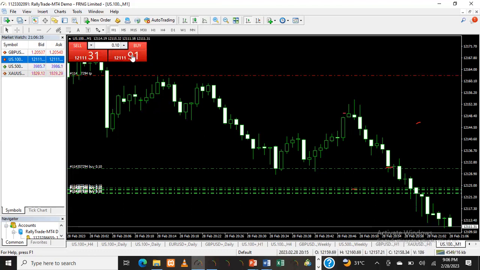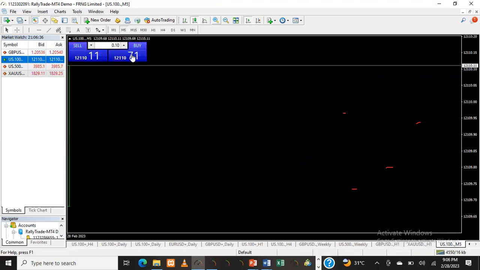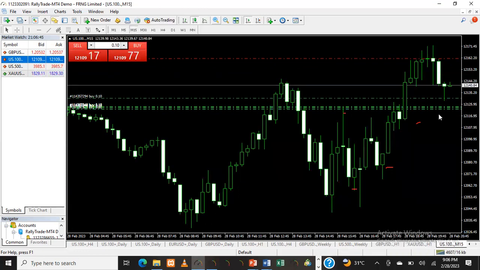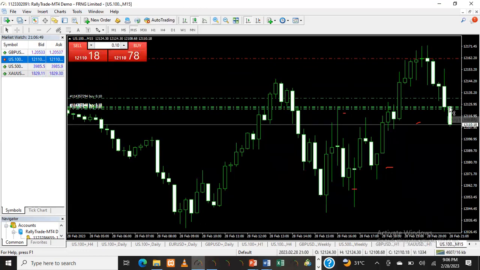So let's look at 5 minutes, what's happening on a 5 minutes time frame. See, the market is still selling. We still have that sell here. Let's look at 15 minutes. 15 minutes still has more sell trade. So, okay, I have to end this.